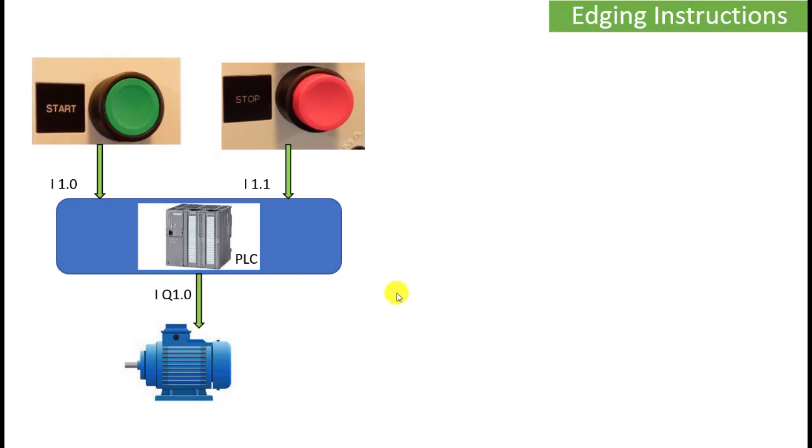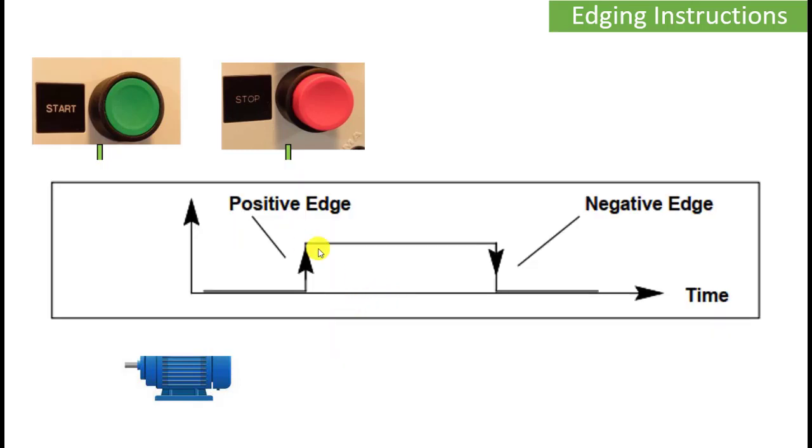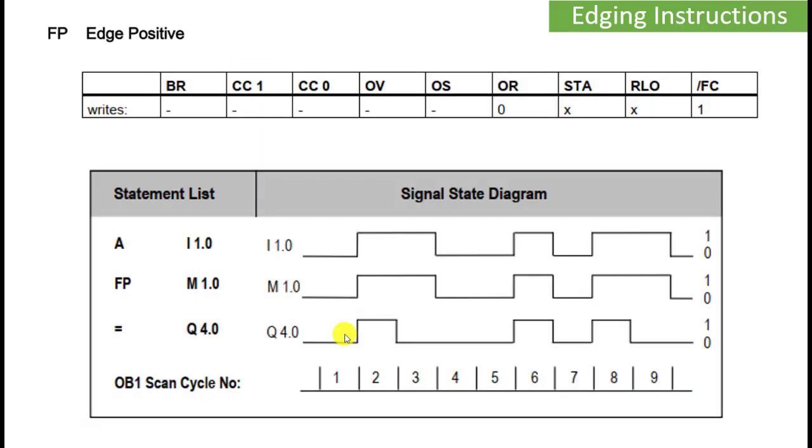First, we say that any push button has two states, 0 and 1. If you press it, it will get closed and the signal state will become 1. And if you release it, the signal state will go back to 0. Now we call the transition from 0 to 1 a positive edge, and similarly we call the second transition from 1 to 0 a negative edge. We want to use this edge transition to control the motor, and for that we will use the FP instruction.